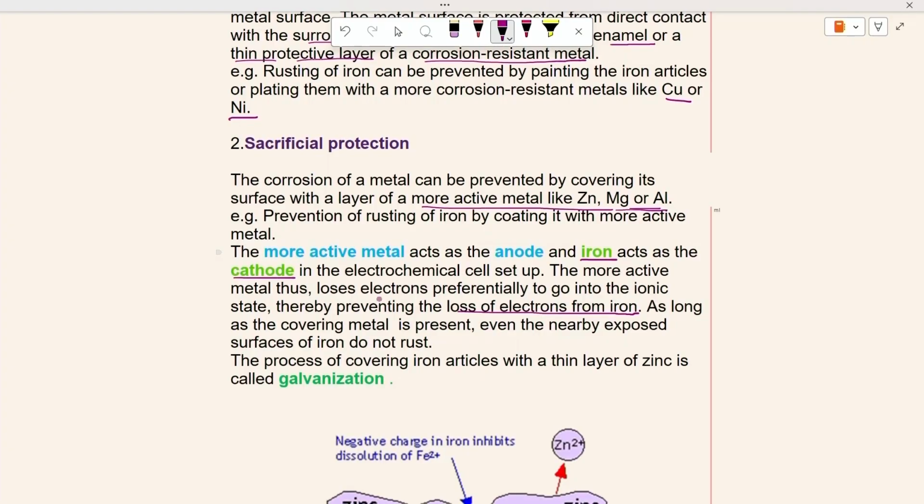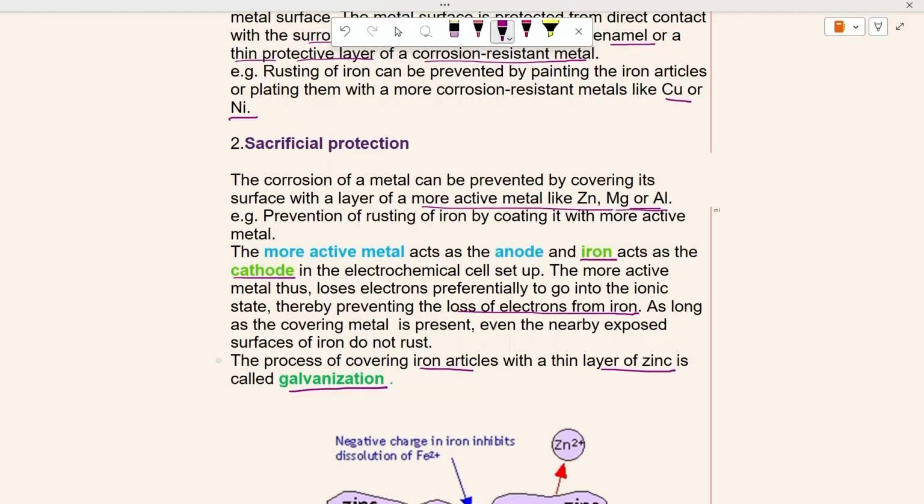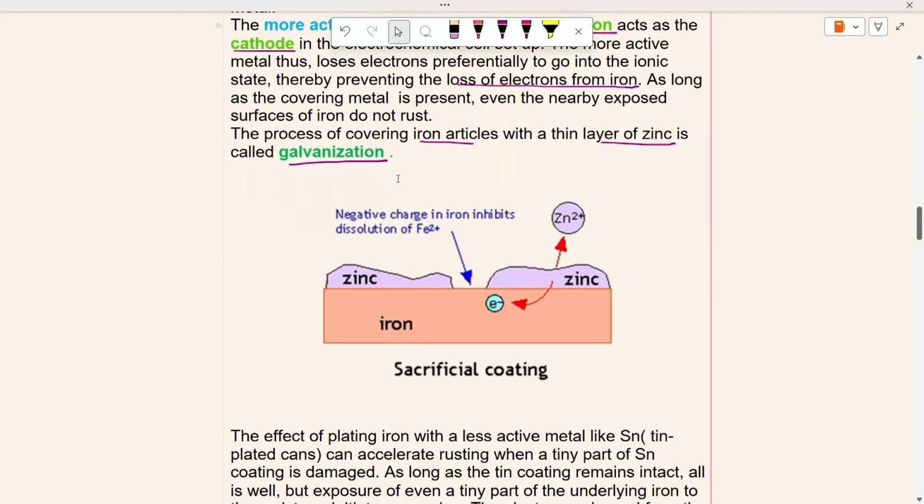Okay. The process of covering iron articles with a thin layer of zinc is known as galvanizing. You have heard of galvanized pipes, galvanized nails, all these things, that is nothing but iron being coated with a layer of zinc, which is more active than iron. Now, here that is a sacrificial coating, this is a coating of zinc.